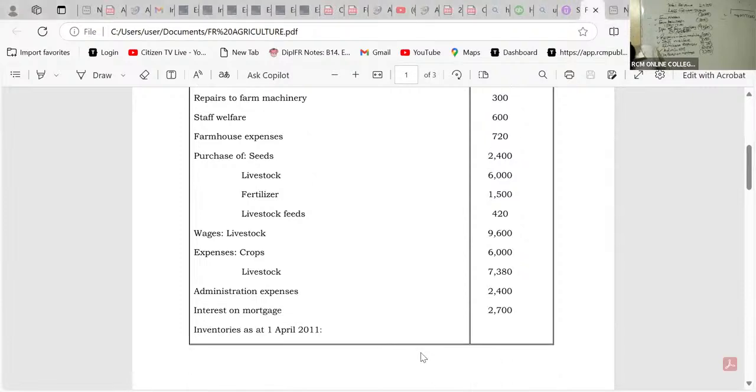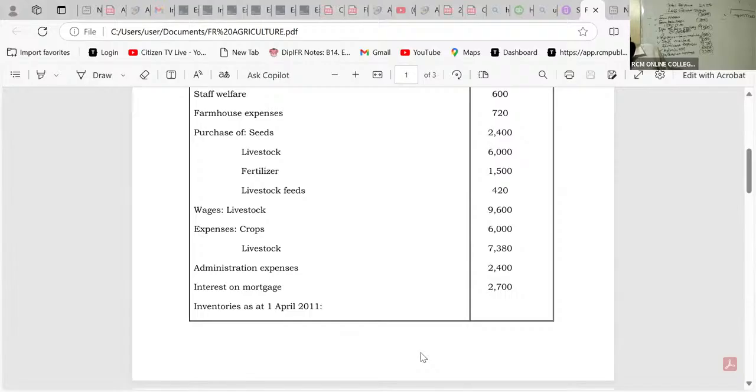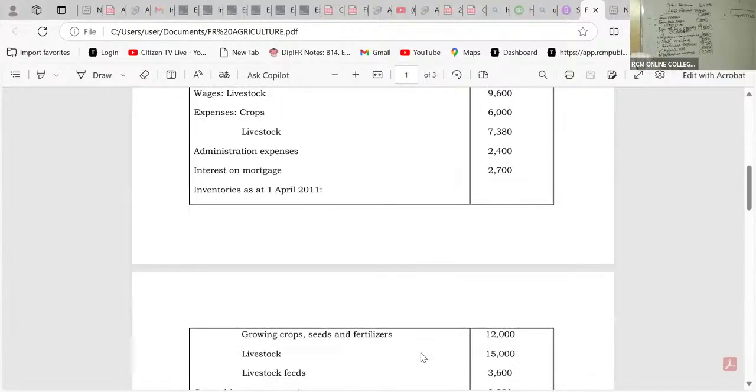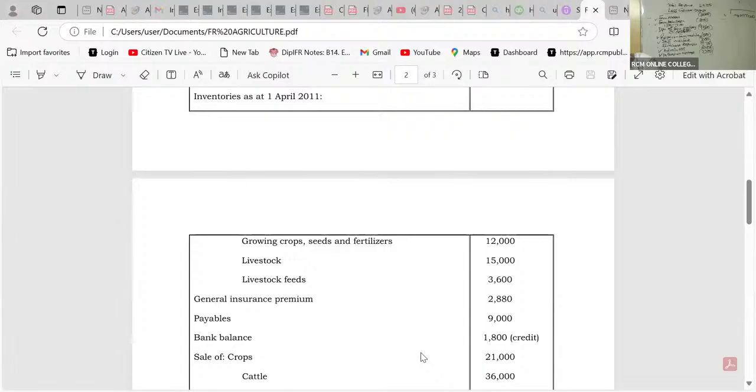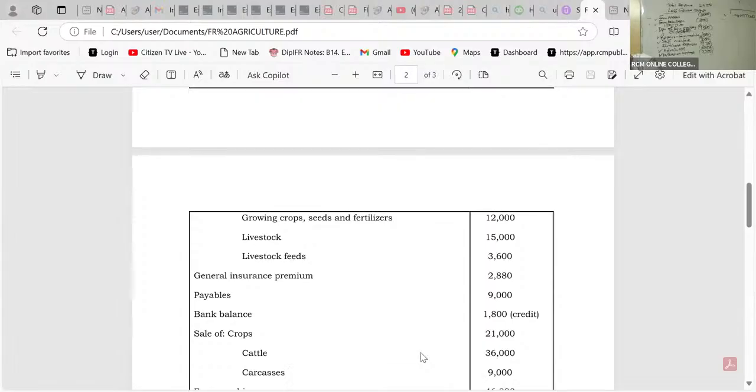After interest on mortgage, ladies and gentlemen, what are we able to see down here? We have general insurance premium. You have to be very bright here. They have given us a figure of 2880. General insurance is 2880.